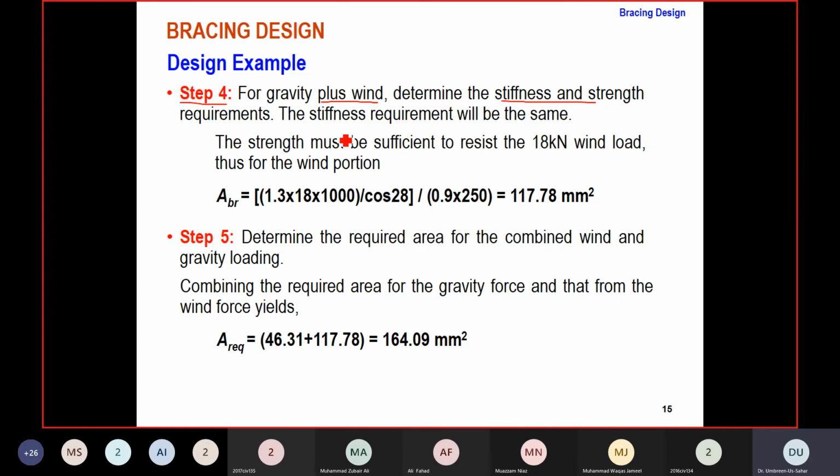The stiffness requirement will be the same as in step number 2, but the strength must be sufficient to resist the 18 kilonewton wind load. So separately, 1.3 is the factor, 18 is the load, and cos 28 is the cos of theta, to be converted in the direction of the brace, and 0.9 is the factor, and 250 is the yield strength. So you are getting 117.78 millimeters square.